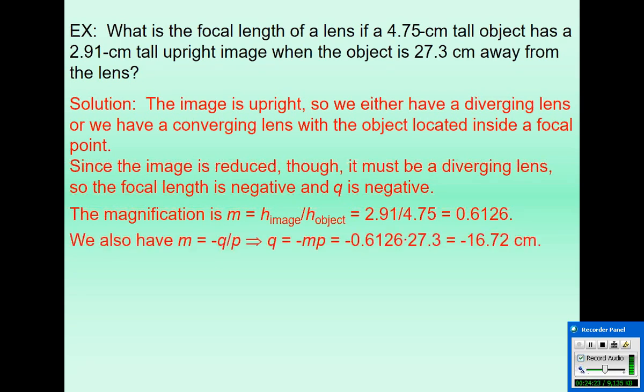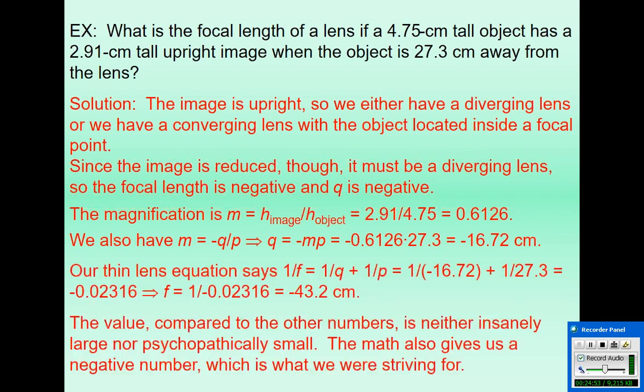This allows us to express the image distance in terms of the object distance. m equals minus q over p. Therefore, q is equal to minus m times p, minus the magnification times the object distance. The object distance is always positive, so we're going to do negative 0.6126 times positive 27.3. We get negative 16.72. The image distance is negative as we predicted.